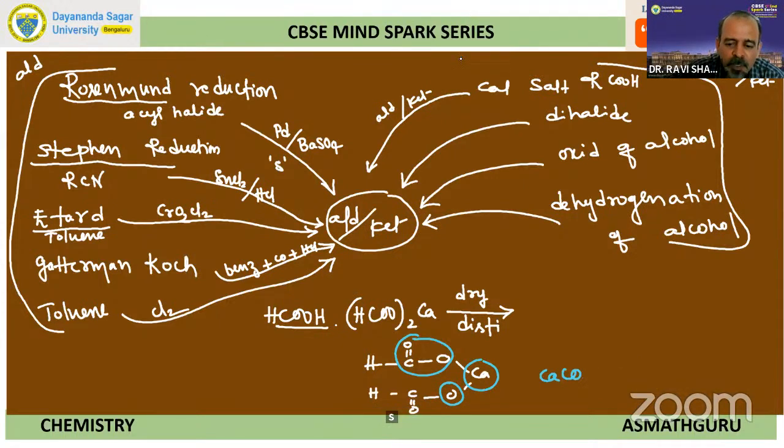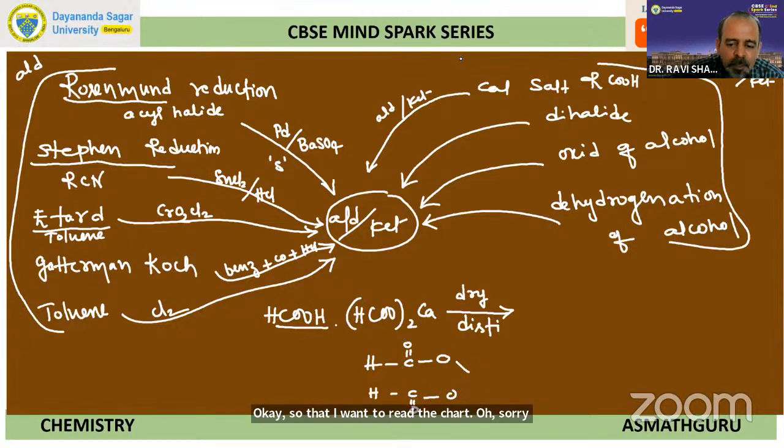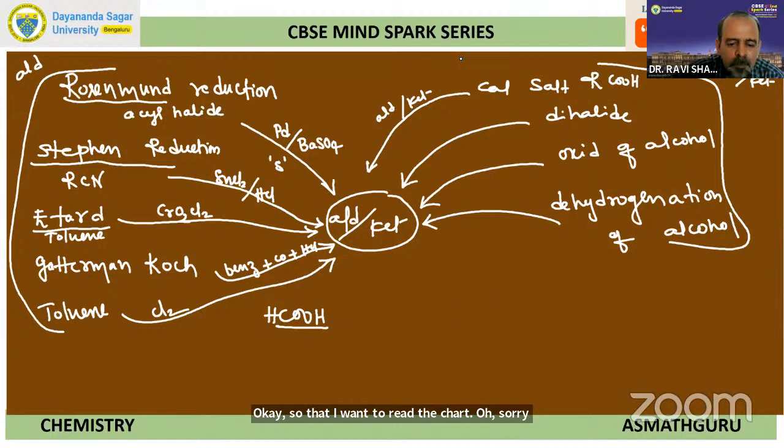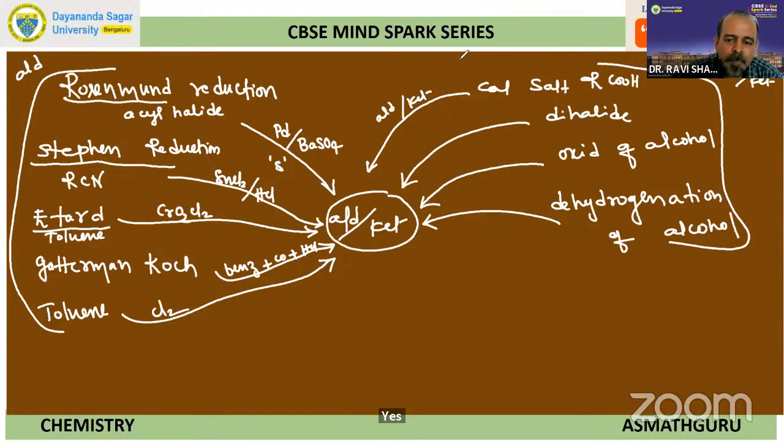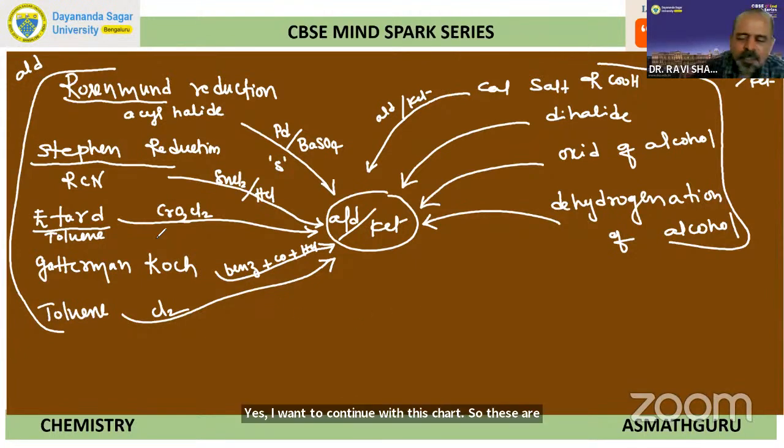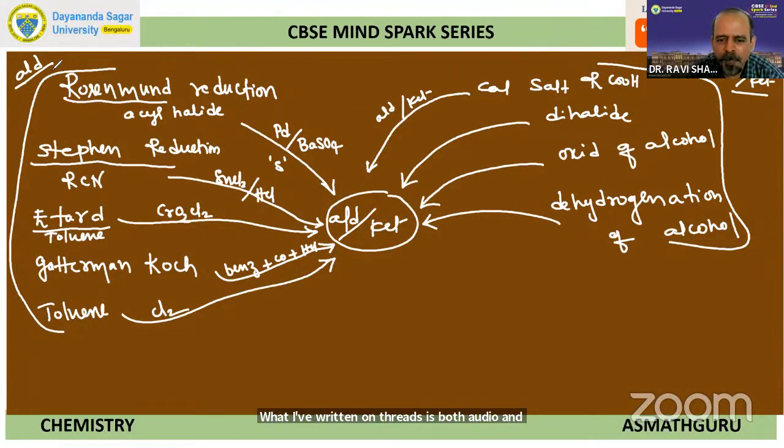I'll remove it, so that I can continue with this chart. These are all the methods of obtaining aldehydes. What I've written on the right side is both aldehyde and ketone. What I've written on the left side is only aldehyde.